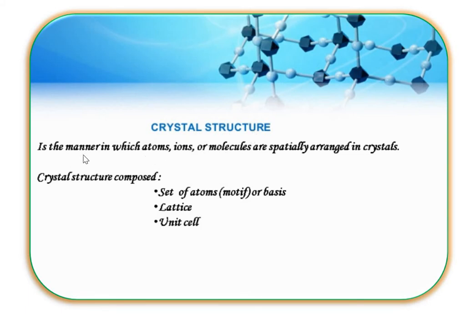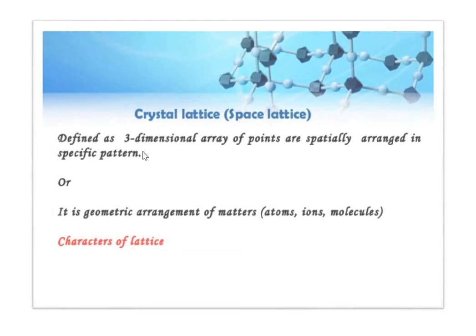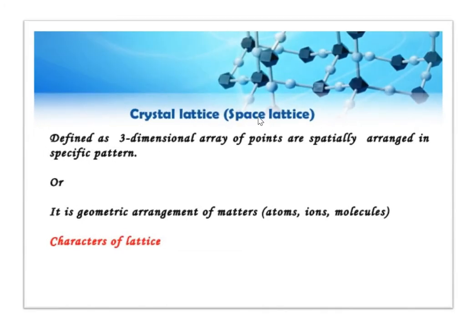Now, let us see the crystal structure. Crystal structure is the manner in which atoms, ions or molecules are spatially arranged in crystals. Crystal structures are composed of a set of atoms or basis, second lattice, and third unit cell. What is the crystal lattice or space lattice? It is defined as a three-dimensional array of points spatially arranged in a specific pattern, or it is the geometric arrangement of matter, that means atoms, ions or molecules.